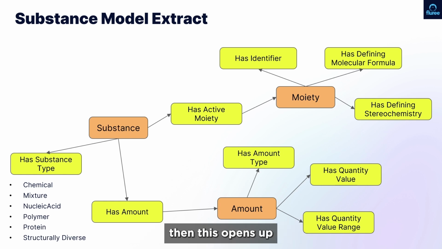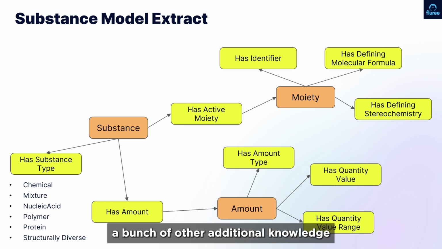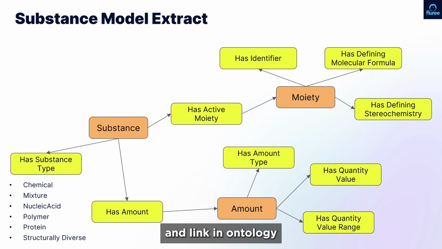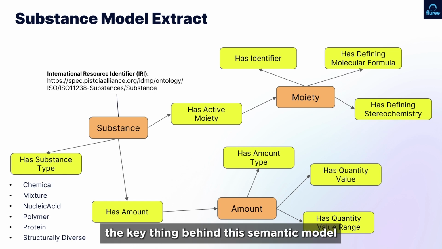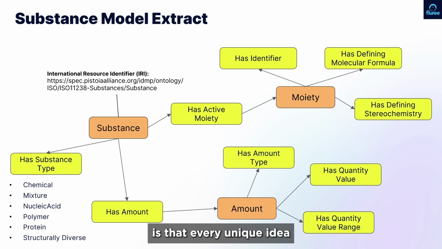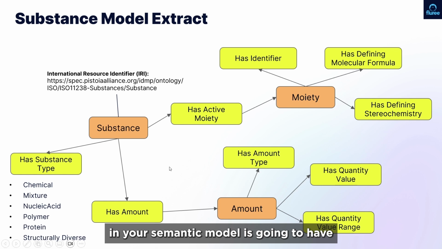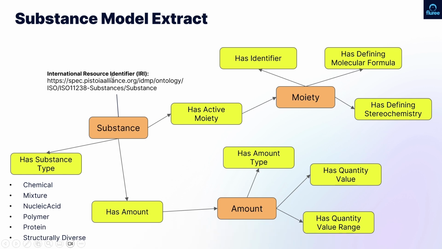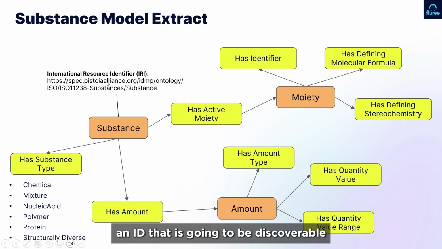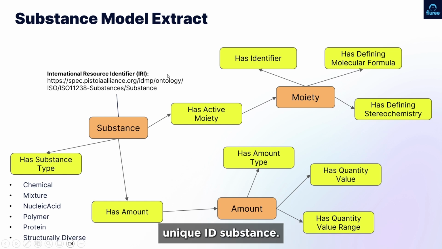If you're nucleic acid, then this opens up a bunch of other additional knowledge that we can use and link in our ontology around nucleic acids. As you mentioned before, the key theme behind this semantic model is that every unique idea in your semantic model is going to have a unique ID. And in this case, this is an ID that is going to be discoverable or reusable by any machine or person. So when we describe the term substance, we're going to create this unique ID substance.